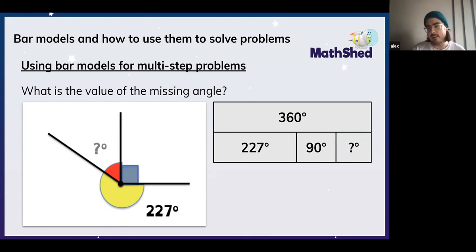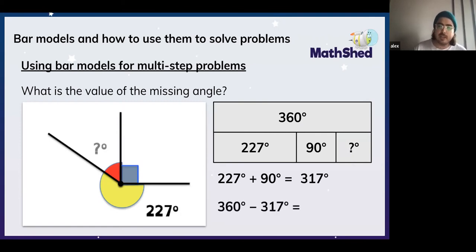So this again is a multi-step problem because it involves one addition calculation and one subtraction calculation. So 227 plus 90 is 317. So then we need to find out the difference. So 360 subtract 317. The missing angle is 43 degrees.